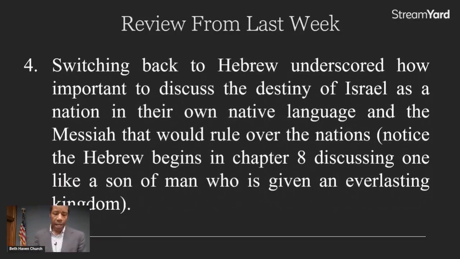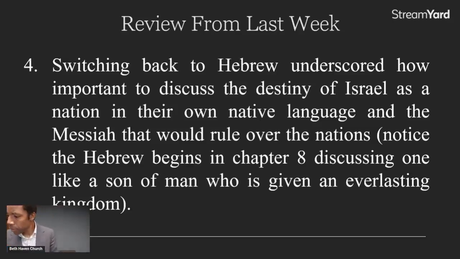And then lastly, switching back to Hebrew, particularly in chapter 8, underscored how important it is to discuss the destiny of Israel as a nation in their own native language. He could have written the whole thing in Aramaic. But I find it very fascinating that the first chapter deals again with the captivity of Israel in Babylon. That begins in Hebrew, and then it starts again in chapter 8 dealing with some of the historical high points and even low points of Israel during their entire history.